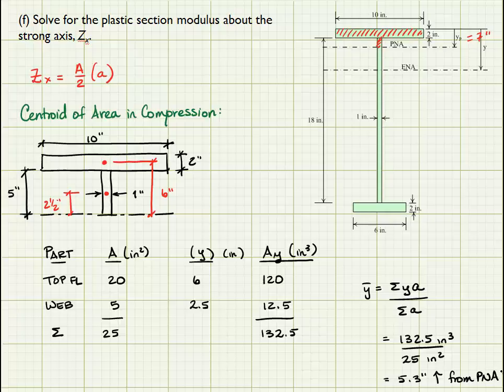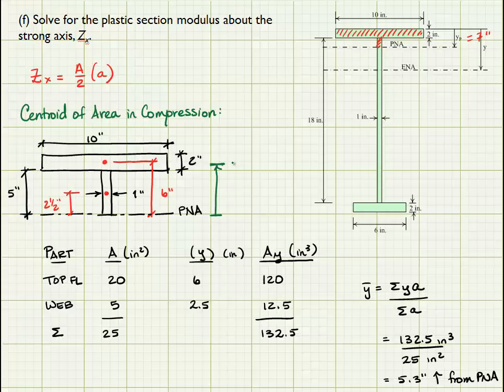Now you could have taken a different point as your baseline other than the plastic neutral axis, but I would recommend against it. What we're trying to do is to find the location of the force resultant in compression and the force resultant in tension somewhere down here, and we want to find the total moment arm between those two pieces. So what I just did is I solved for the centroid of this shape with respect to the plastic neutral axis.